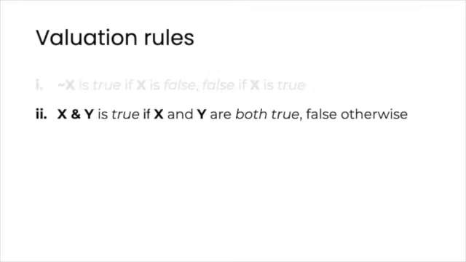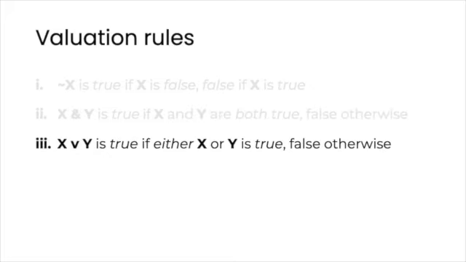The second is that x ampersand y, that is, a conjunction, is true if both x and y are true. That is, if both conjuncts are true, and false otherwise. That is, it is false when at least one of the conjuncts is false. The third is that x v y, that is, a disjunction, is true if either x or y is true. That is, if either of the disjuncts is true, and false otherwise.